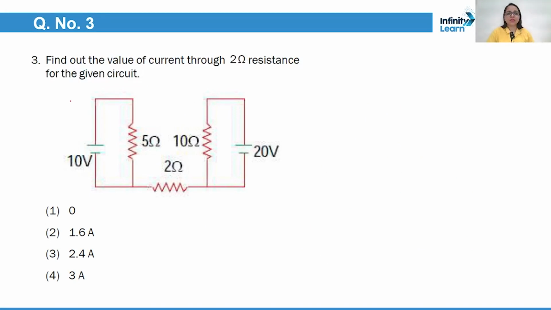Next is question number 3. Find out the value of current through 2 ohm resistance for the given circuit. So 2 ohm is an open circuit. So correct answer will be 0 ampere. There will be no current through 2 ohm resistor. So correct answer is option 1.